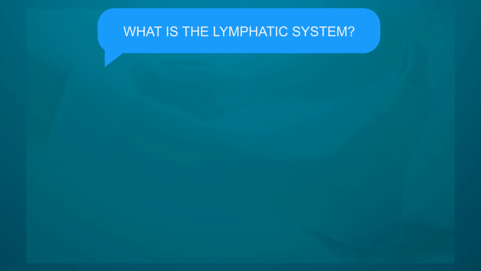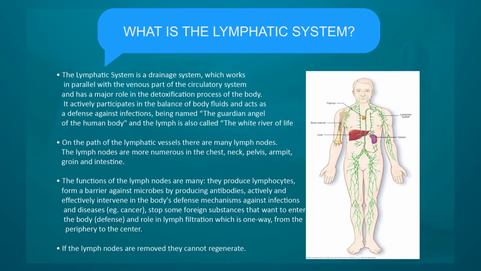What is the lymphatic system? The lymphatic system is a drainage system, which works in parallel with the venous part of the circulatory system and has a major role in the detoxification process of the body. It actively participates in the balance of body fluids and acts as a defense against infections, being named the guardian angel of the human body, and the lymph is also called the white river of life.